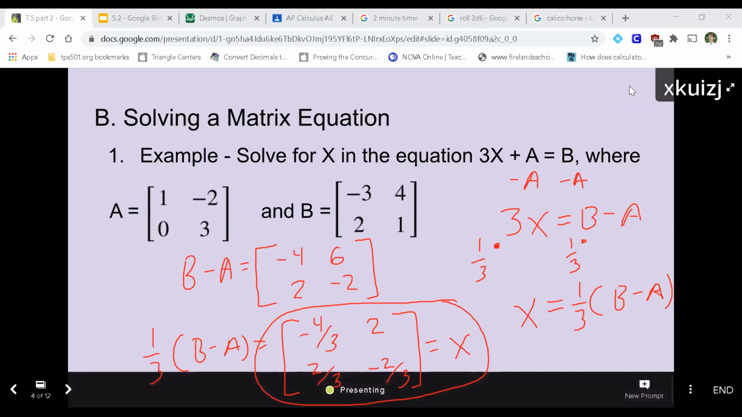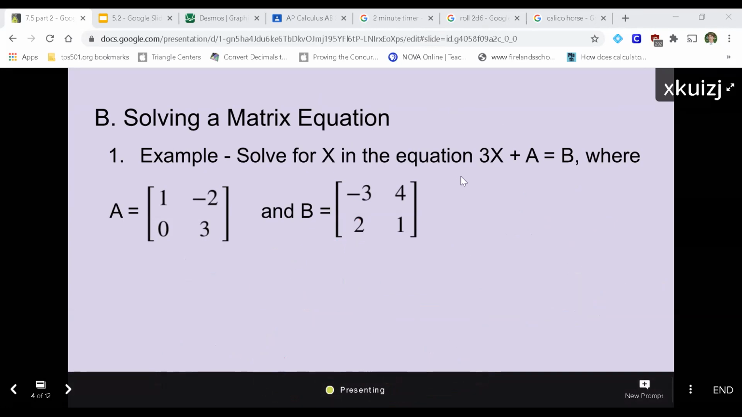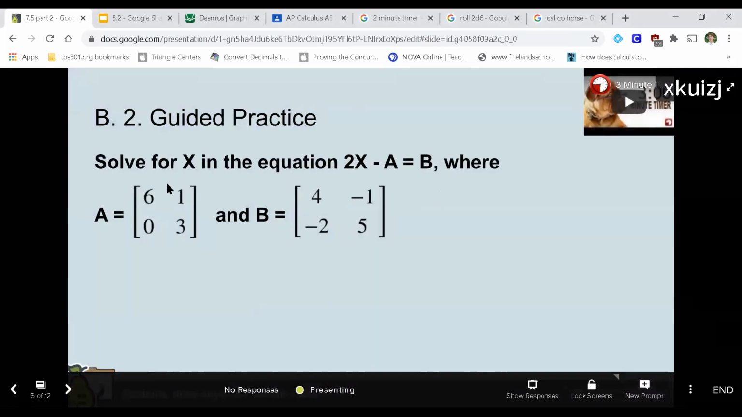All right, anybody need more time on this slide? Okay. All right, your turn then. Solve 2x minus a equals b, where a is this matrix, b is that matrix. I'll give you 3 minutes.